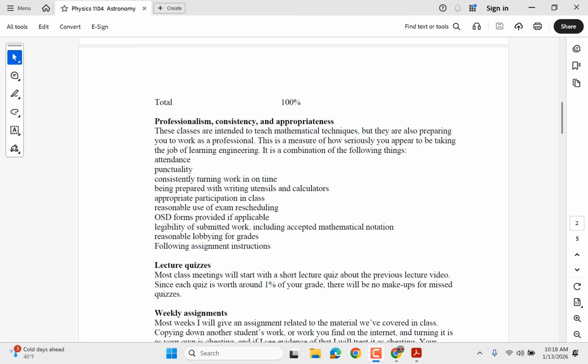No excessive lobbying for grades. I'm always happy to talk if you think I missed something on a grade. But if it's every assignment, every exam, trying to get a point here, 2 points here, that's too much. And then following assignment instructions. I think the biggest one is the formats of the files that I ask you to submit. Read what I said with some care and turn it in the way I ask you to. Anybody have any questions about that?